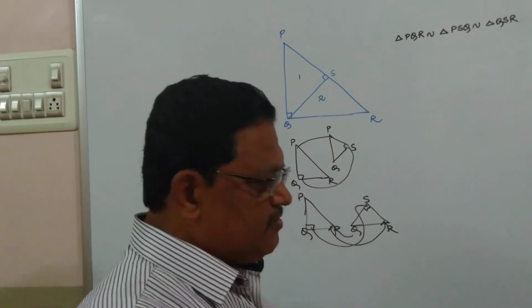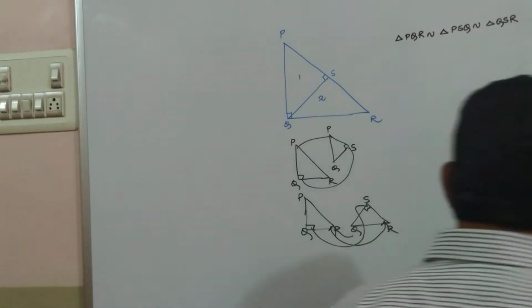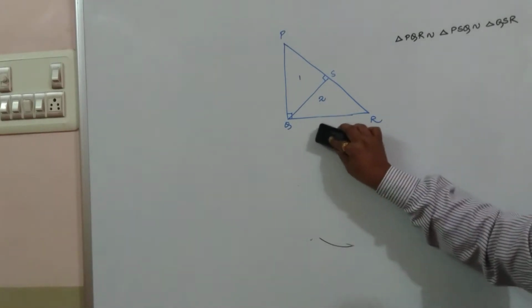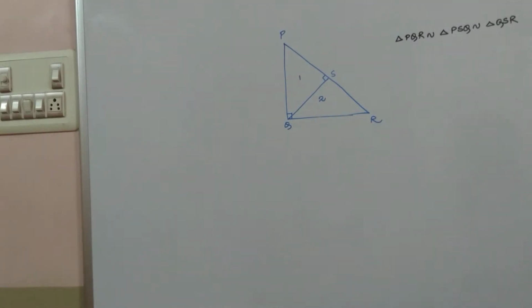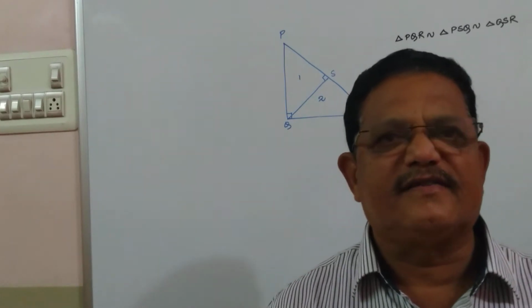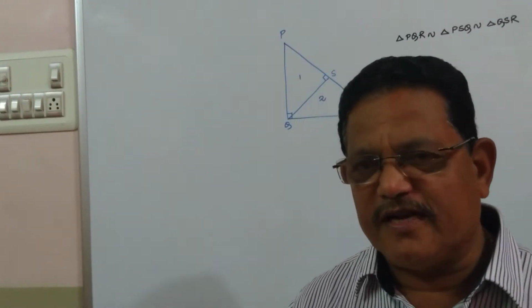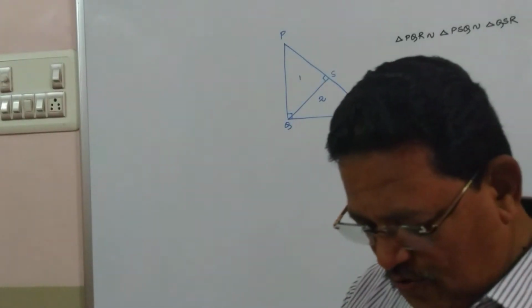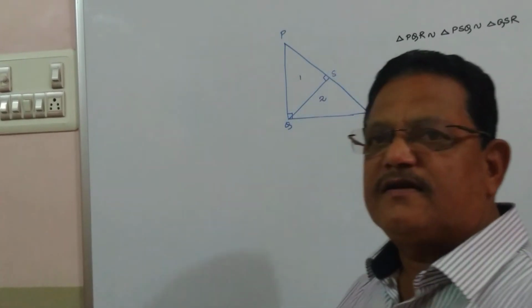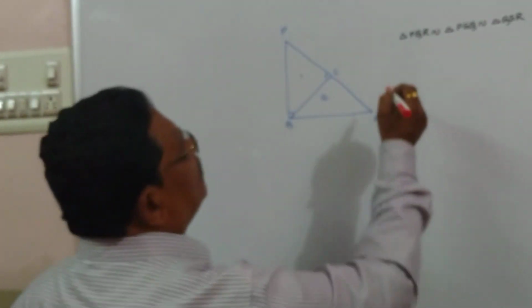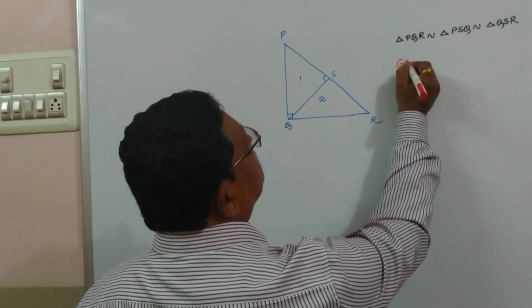So based on the similarity of right angle triangle theorem, we state that if a right angle triangle is given and a perpendicular is drawn to the hypotenuse, then the two triangles so obtained are similar to each other and also to the original triangle. Okay, got it? Now based on this, you have an important corollary which is called the geometric mean corollary. What does the geometric mean corollary tell us?